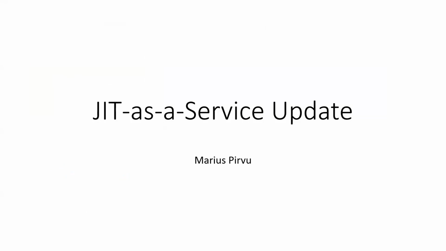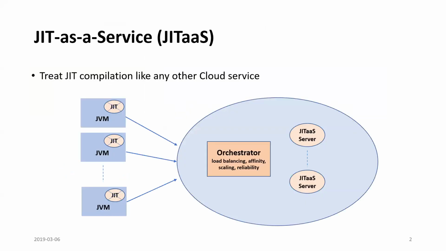Okay, so this is going to be an update on the status of the JIT as a service project. So what is JIT as a service anyway? The idea here is to take the JIT compiler, decouple it from the JVM runtime, and make it run in a separate process. So in the end, we would like to treat JIT compilation like any other cloud service. And in doing so, we need to containerize this JIT compiler and manage it intelligently through an orchestrator, which is supposed to provide things like load balancing, affinity, scaling, and reliability. Reliability because if one server dies, another one needs to be resurrected.